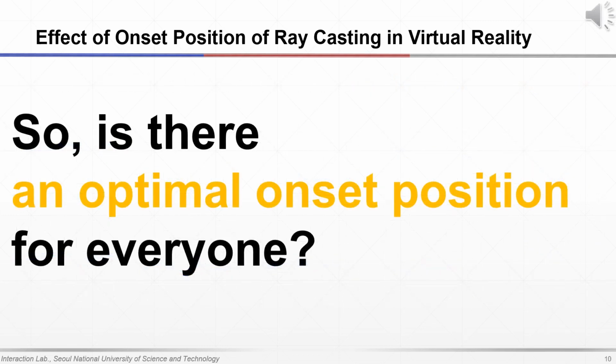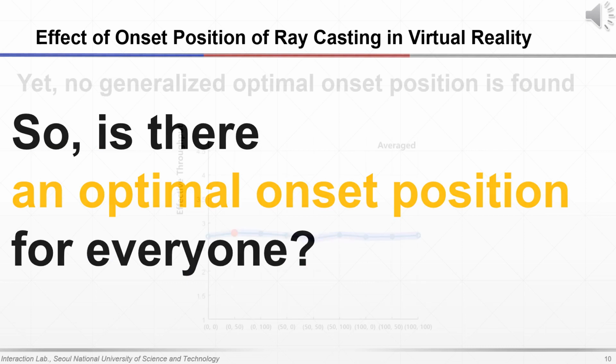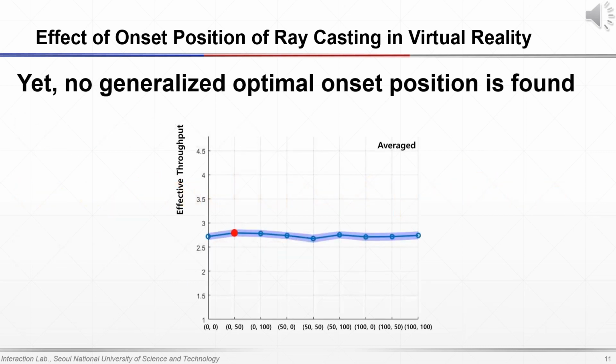So, is there an optimal onset position for everyone? The answer is no. We did not find a generalized optimal onset position. This implies that variations in performance among different participants led to a cancellation of the effect associated with different onset positions, making it challenging to identify any distinct pattern.